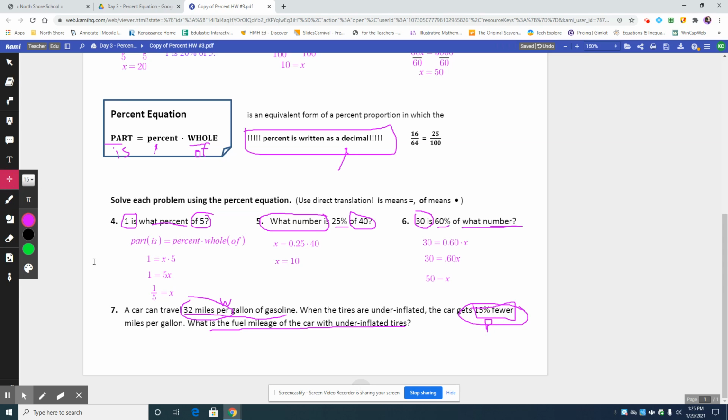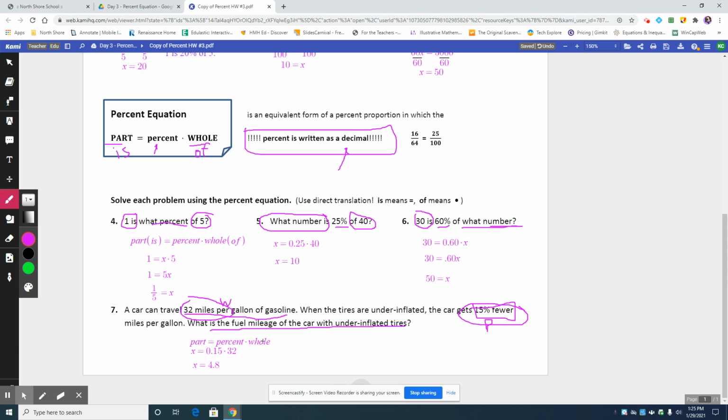I prefer the equation, so I'm going to use the equation of part equals percent times whole. The part was unknown, so x equals our percent, 0.15, times our whole, which is 32. And we get 32 times 0.15 is 4.8. So x equals 4.8. Now here's the trick.